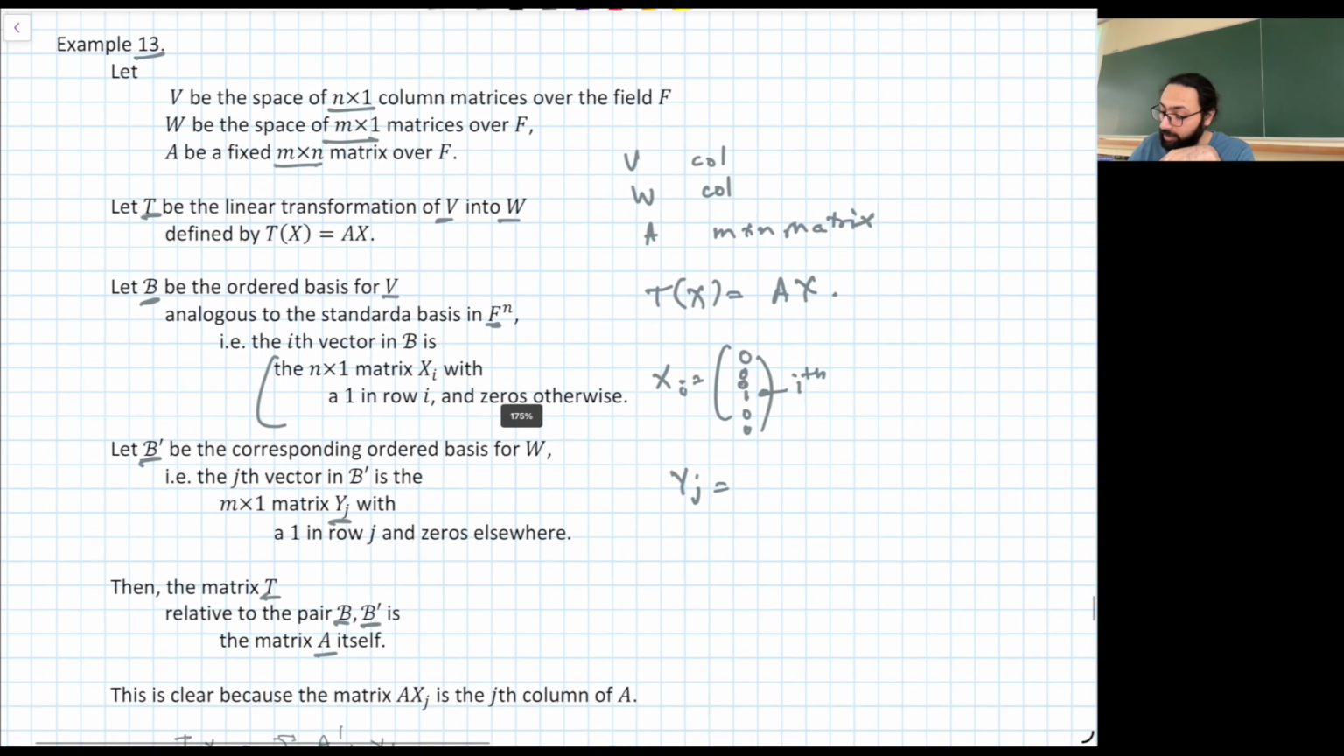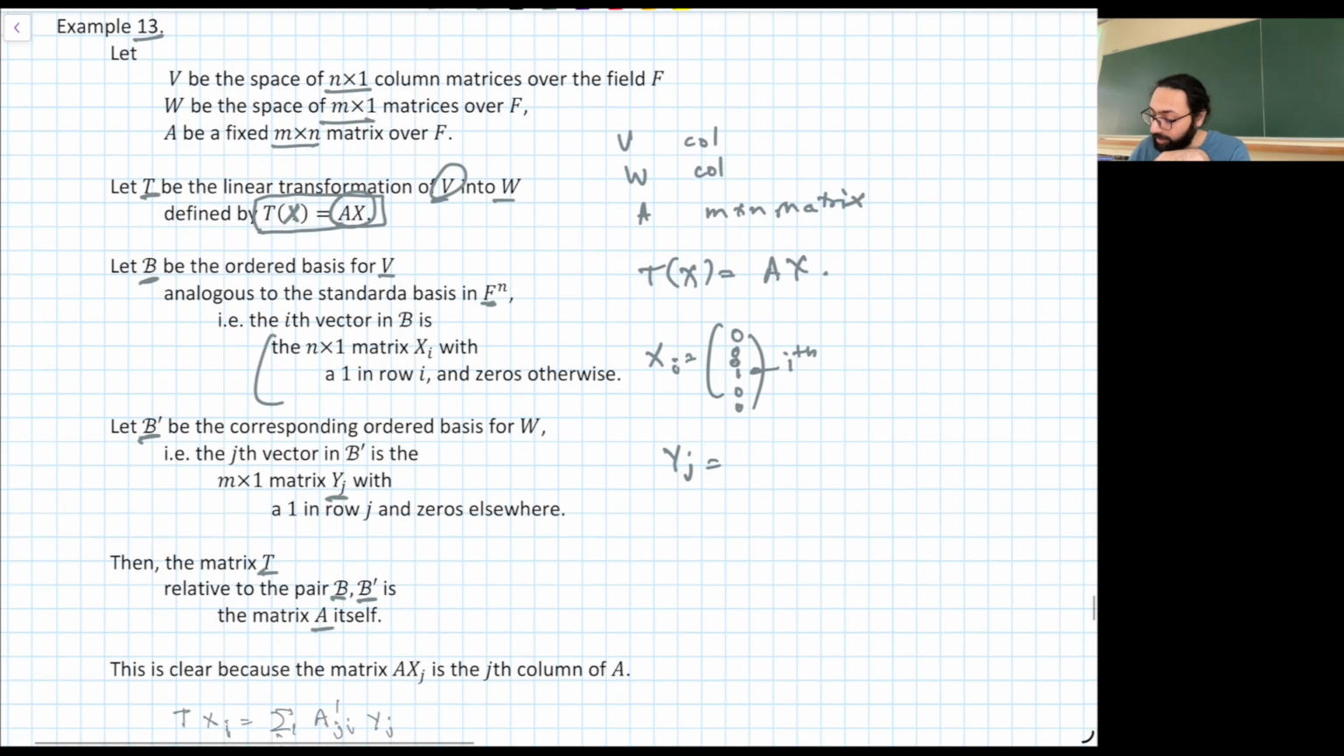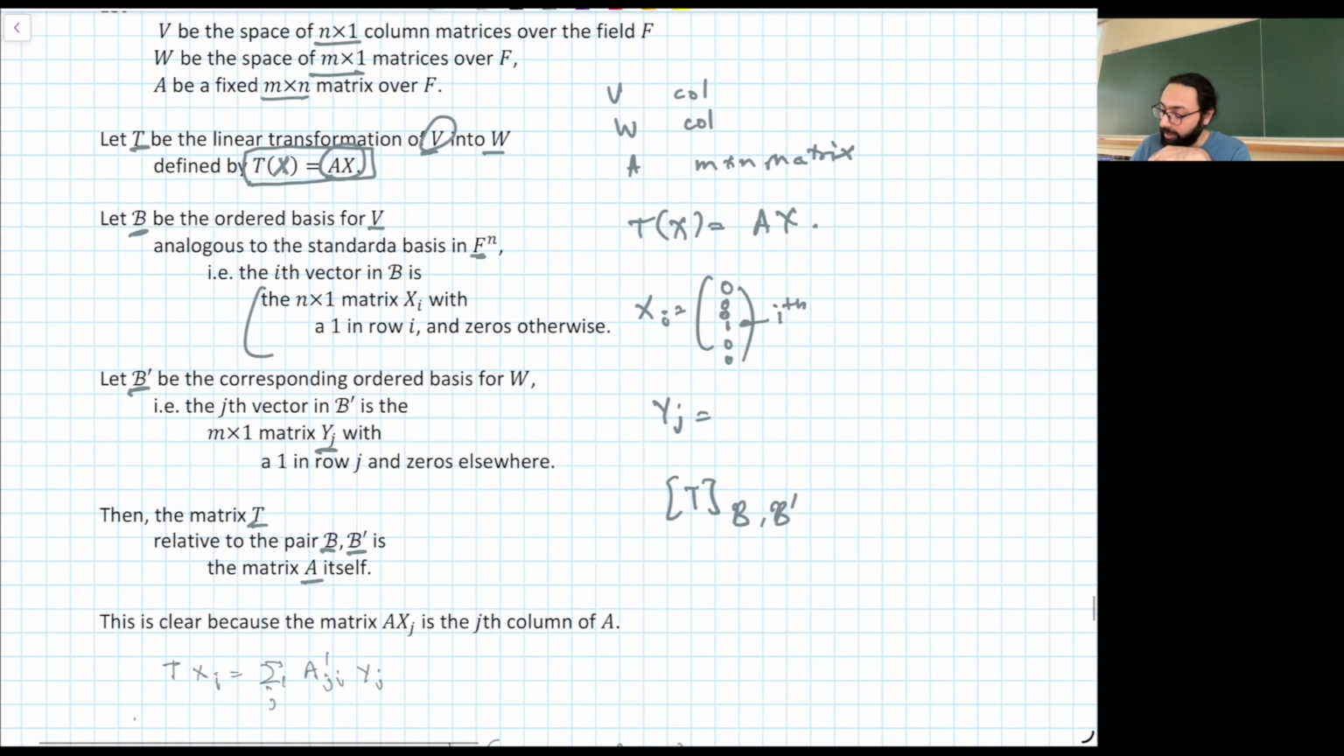So we define T to be this object, right? It is going to take a vector X in V and send it to W by application of this matrix. Now the claim is that if you just apply the definition, then the representation of T in the bases B, B prime is going to be the same as the matrix A itself. So that is the claim.